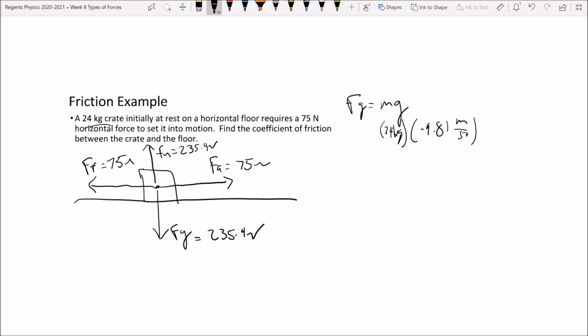And it's going to have the same magnitude, right? If I'm applying 75 newtons of force, it is not yet moving. I'm setting it into motion. So the force of friction also has to be 75 newtons. And then it transitions into the kinetic case, right? We're moving. So we want to determine the coefficient of friction between the crate and the floor. So the force of friction is equal to mu times the normal force.